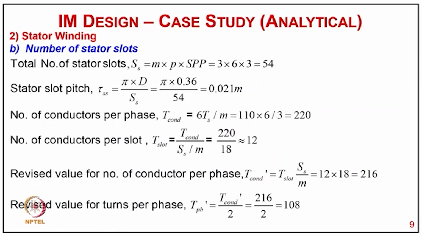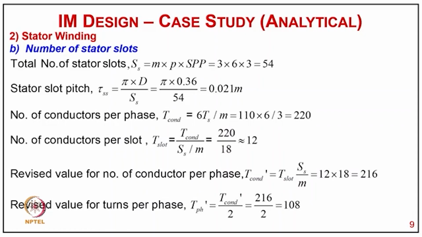Now coming to the number of conductors per phase, T conductor will be 6 TS upon M. Keeping this value, we already got the number of turns, because we are converting into conductors, and then going by M, the number of phases, it comes to 20. Then the number of conductors per slot, T slot equals T conductor divided by SS upon M, comes to typically around 12 conductors per slot. That gives the idea of the winding design in the slot.